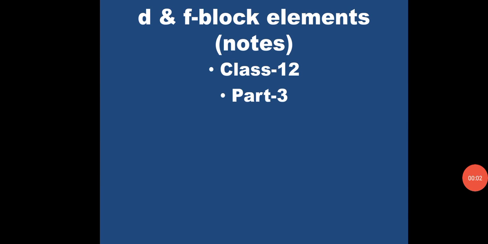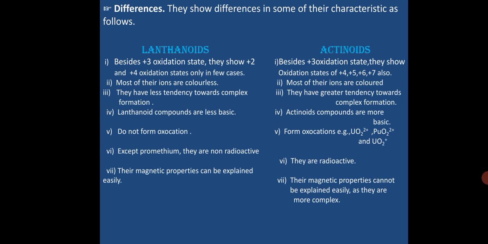Now coming to the last part of the d and f block elements, there is a part 3. You can see we are having the differences. Before that I said the similarities. Now we are having the differences of lanthanides and actinides. Besides the +3 oxidation state, lanthanides show +2 as well as +4 oxidation state only in few cases, while actinides, besides the +3 oxidation state, show +4, +5, +6, +7 also.